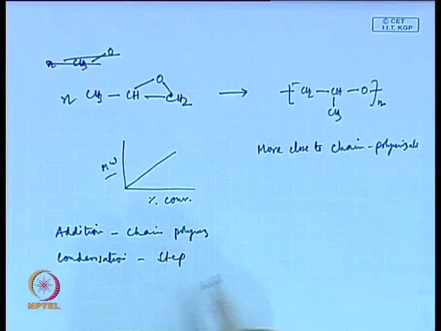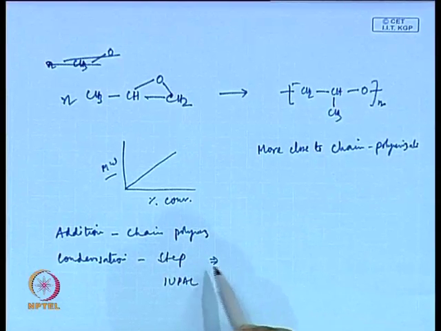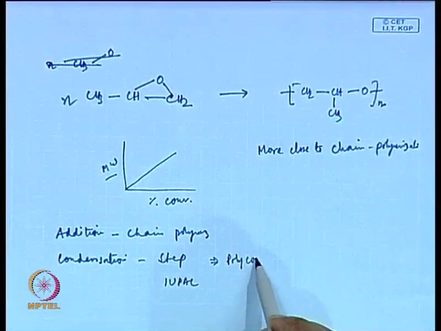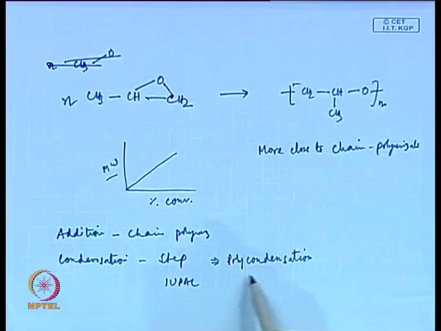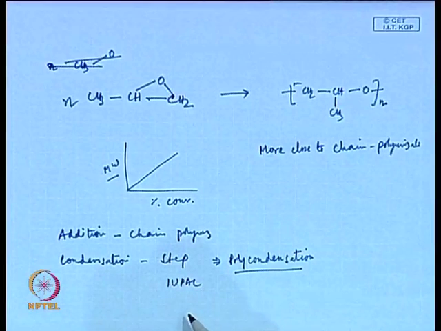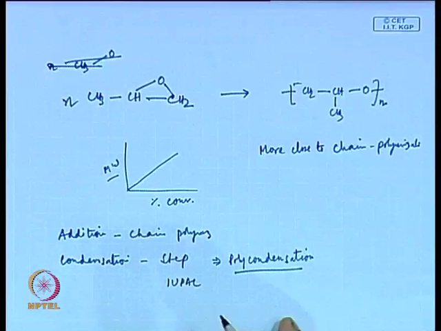Some IUPAC has suggested that this should be named as polycondensation instead of step polymers or step growth polymerization, but step growth polymerization is a much broader nomenclature compared to a term like polycondensation, which is narrower.